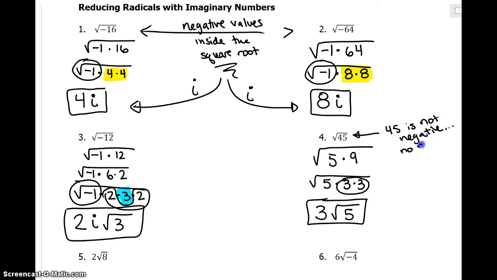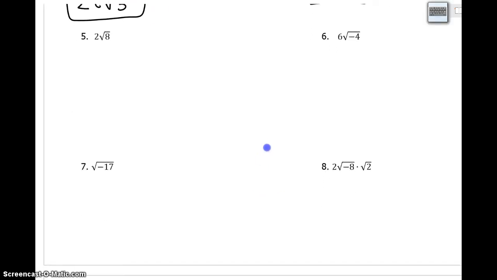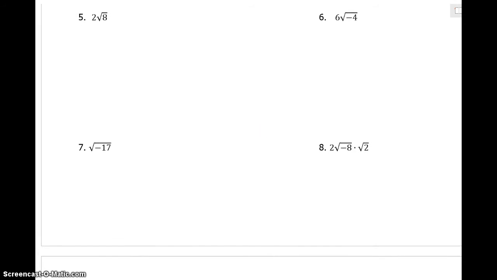So no need for i. Alright, let's look at number 5. We only have 4 more problems to go. So in number 5, it says 2 square root of 8.